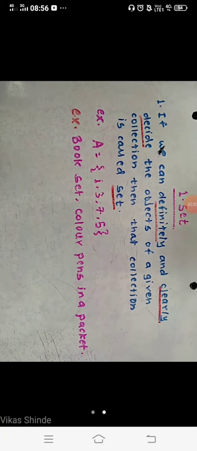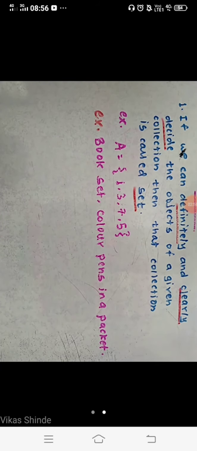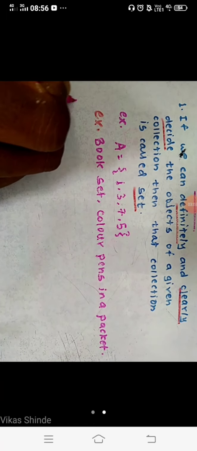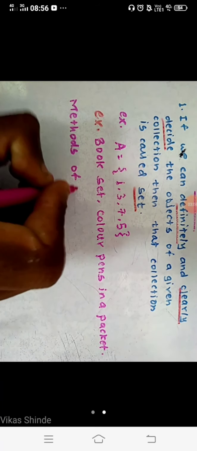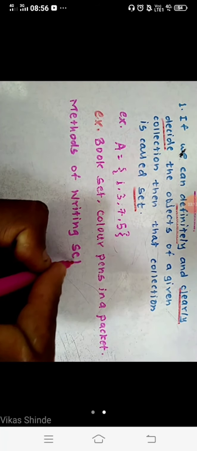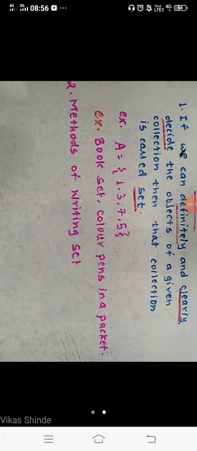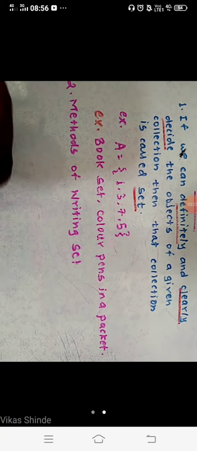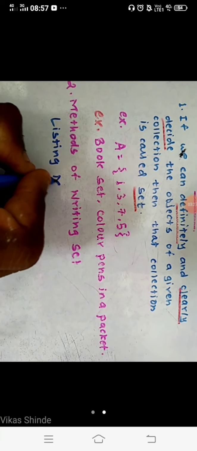Now after that, the next point here: different methods of writing the set. Next point, methods of writing set. Second point here, methods of writing set. Now look here. The first method here is the list method, as well as the listing method.